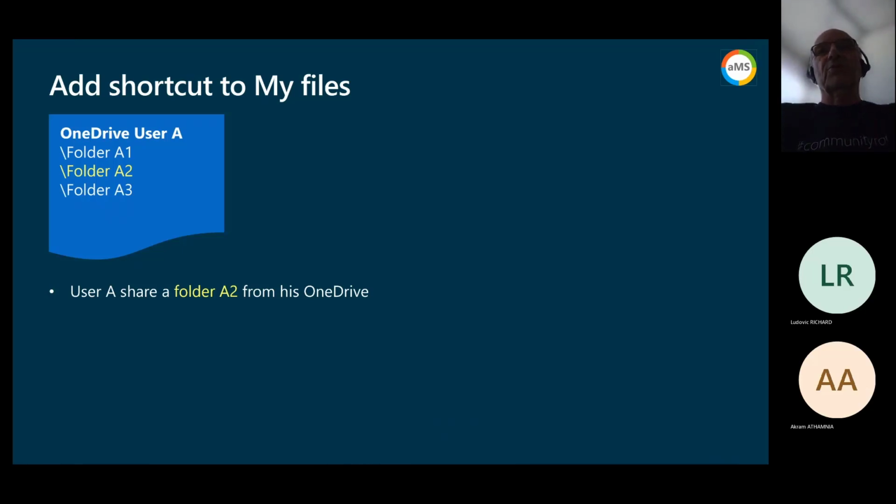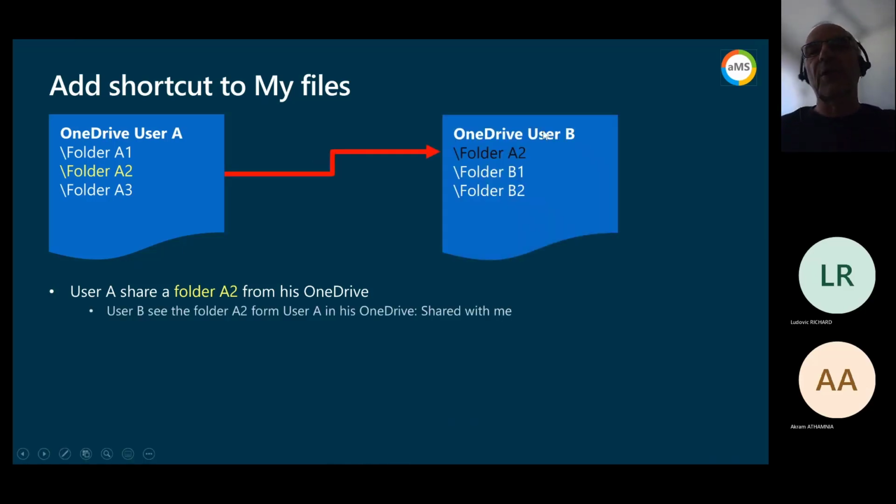And it's a different add shortcut to my files from a personal OneDrive. Therefore, it's different. We talk about OneDrive for Business. I share a folder with another user. We have here user B. He has some folder B1, B2, whatever. And now he has a folder A2.